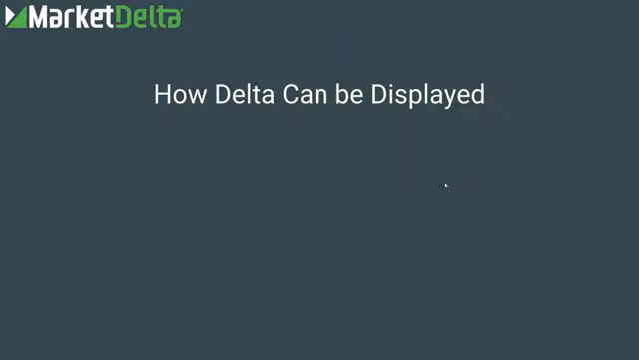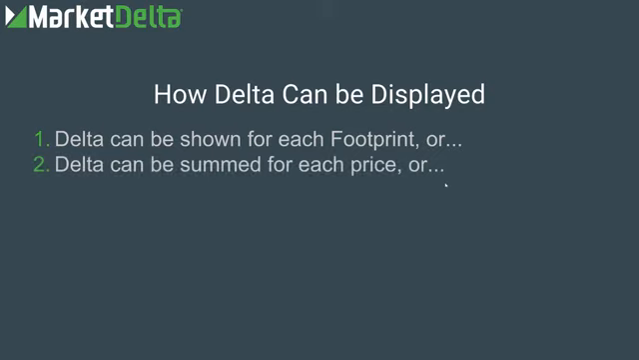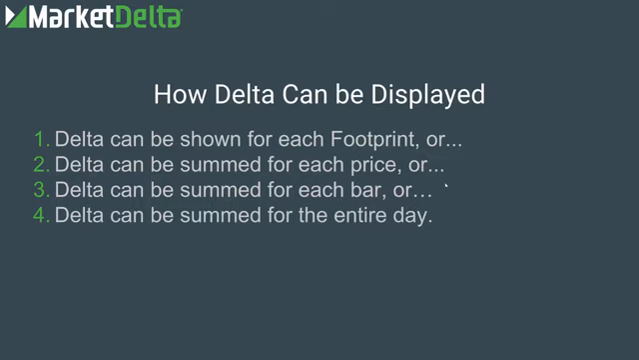Okay, so how can delta be displayed? I've kind of just touched on this. Delta can be shown for each footprint, or it can be summed up for each price, or it can be summed up for each bar, or it can be summed up for the entire day. So what does that mean? Well, delta for each footprint is what I just showed. That's how we really just learned what delta means and how it's calculated.